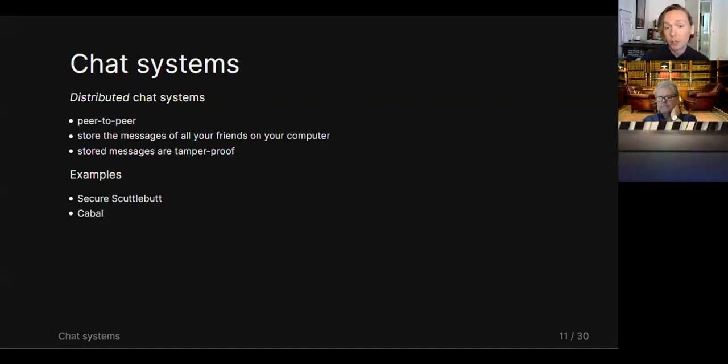Typically, all the messages that you see in the system are actually stored on your own computer. And these stored messages are also tamper-proof, meaning someone can't change a post I made where I say, "I'm hungry," to instead say, "I don't like food," which is just a blatant lie.